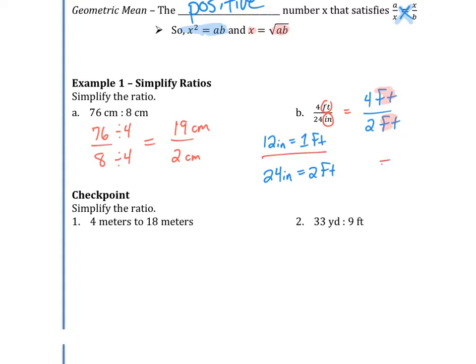When we reduce this, these are both divisible by 2. 4 divided by 2 is 2. 2 divided by 2 is 1. So it's 2 feet over 1 foot. So that ratio reduces down to 2 over 1.